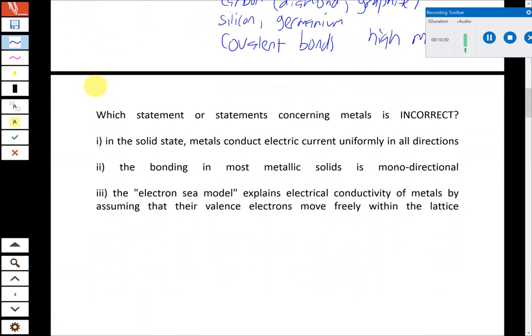All right, this question here also deals with metallic bonding, what we sort of introduced a little bit on the last one. It wants to know which of these statements concerning metals is incorrect. I think there were answer choices that gave different combinations of these three choices, but we'll just go through them. So in the solid state, metals conduct electricity uniformly in all directions.